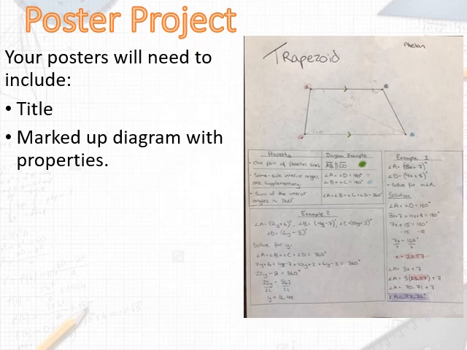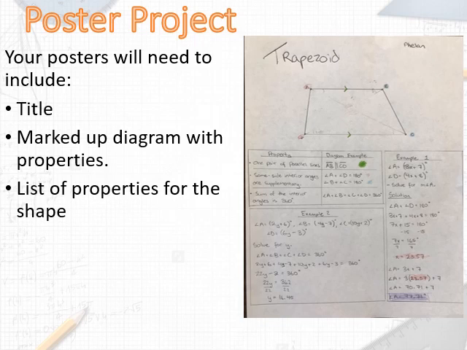Some other properties that maybe you will not be able to show, but we want you to think about, are things like symmetries, so rotational and linear symmetries. And then you're going to do a list of the properties of the shape. So this should be every property that goes with the shape, and then what the example of that property is in your diagram.